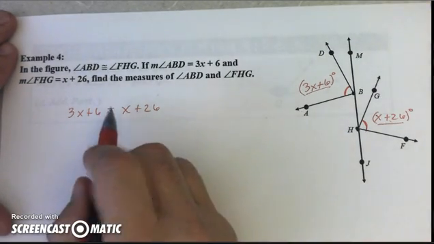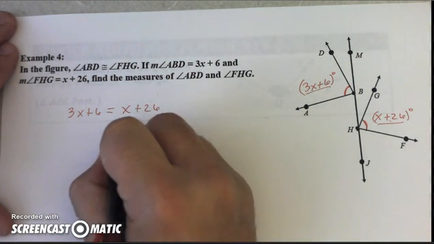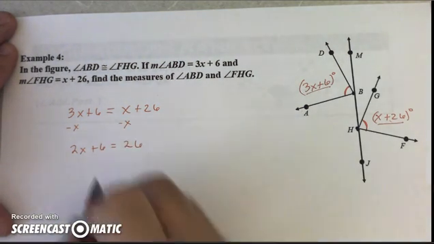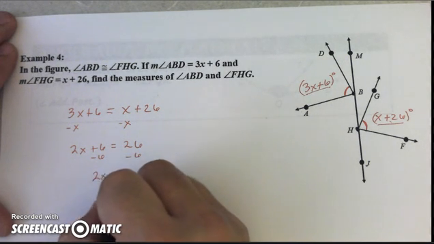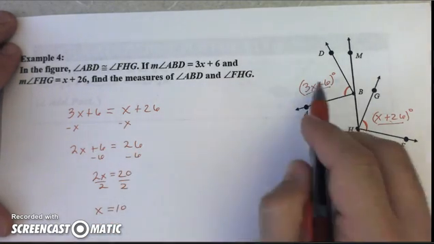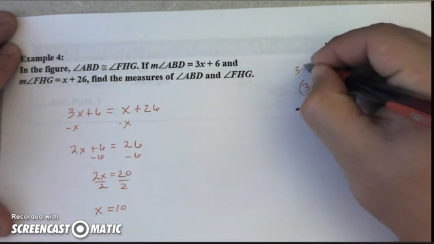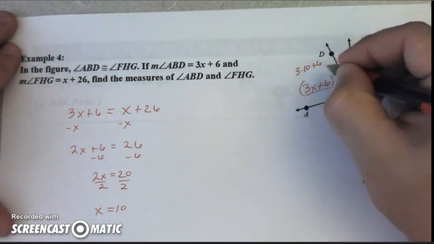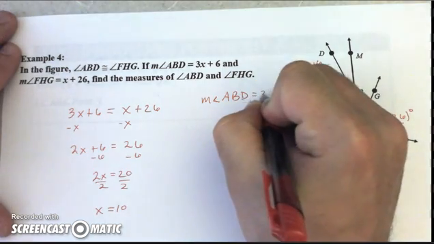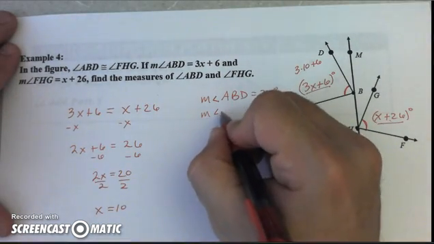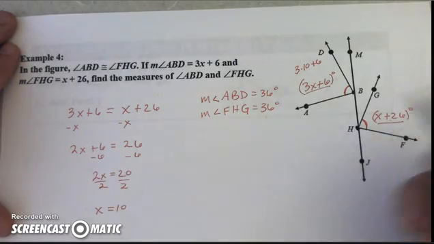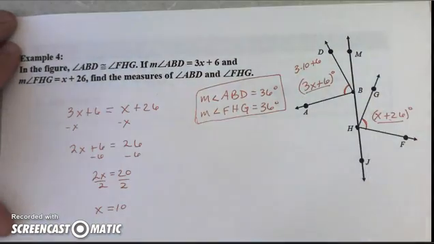And then I just solve the equation for x. If we subtract x from both sides, we get 2x plus 6 equals 26. Subtract 6 from both sides, and 2x equals 20. Divide by 2, that means x is 10. But the final answer is going to be the measure of each of these, so I'm going to plug 10 in here. 3 times 10 plus 6, 3 times 10 is 30, plus 6 is 36. So the measure of angle ABD equals 36 degrees, and since they're congruent, that's what the other angle measure has to be. And you can test it. We would do 10 plus 26, that's also 36. But you only have to do the calculation once, really.